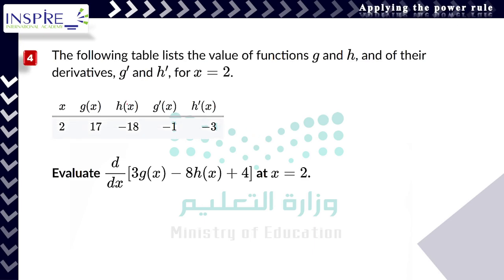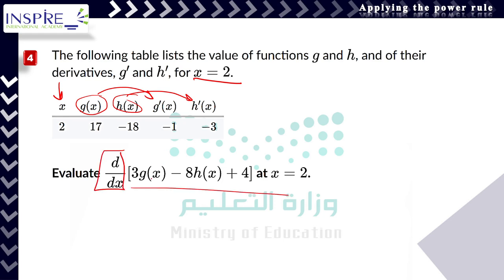This one, everything is already calculated for you, so he just needs the derivative at x equal to 2, and this table is at x equal to 2. You have the first function g of x, the second function h of x, the derivative of the first function, the derivative of the second function, and he needs the derivative of this expression.